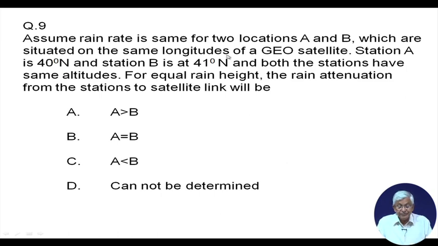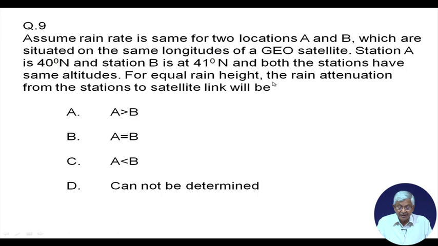Assume rain rate for two locations A and B which are situated on the same longitude of a geostationary satellite. Note that station A is 40 degree north and station B is 41 degree north, and both stations have the same altitude. They are at the same longitude and at the same altitude.